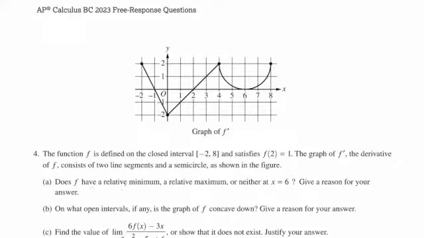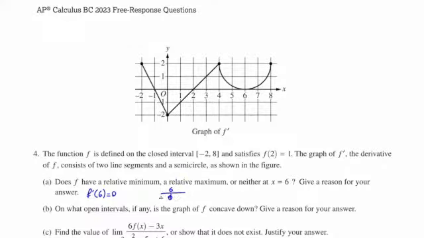Part A. Does f have a relative minimum, a relative maximum, or neither at x equals 6? Give a reason for your answer. Okay, let's analyze x equals 6. f prime of 6 is 0. But we should check it near 6. As you can see, at 6 it is 0.